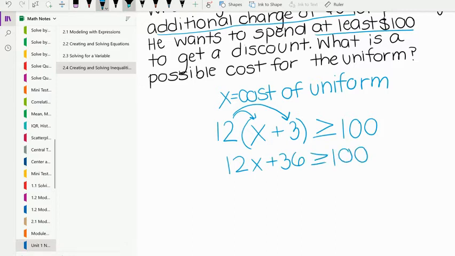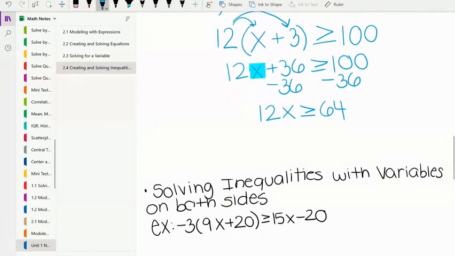Now I'm just isolating this x. The next step is to subtract 36 from both sides, so I get 12x is greater than or equal to 64. Then I'm going to divide by 12. When I divide both sides by 12, I get kind of a weird number. So we typically in this class round to the nearest 100th, which means 2 decimal places.